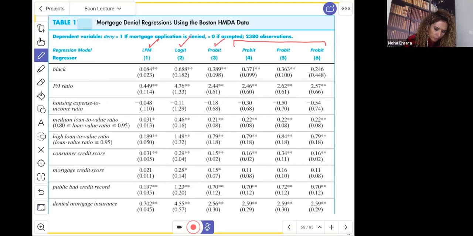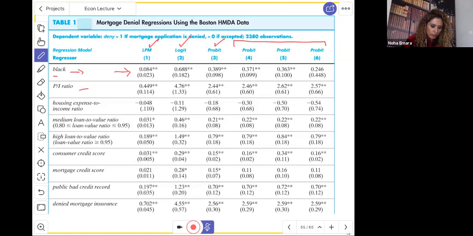So let's look here. Remember, I can compare the signs, like being Black increases the probability of deny by 8.4%. Like if the person is Black, there's an 8.4% chance of being denied. And this is higher than a white applicant, because this variable would take 0 if the person is white.